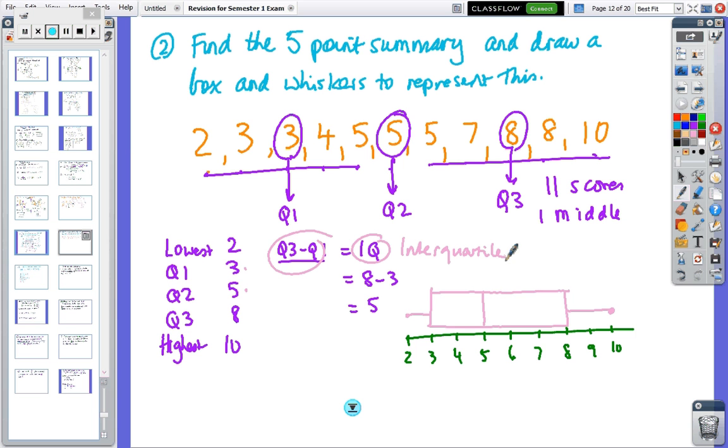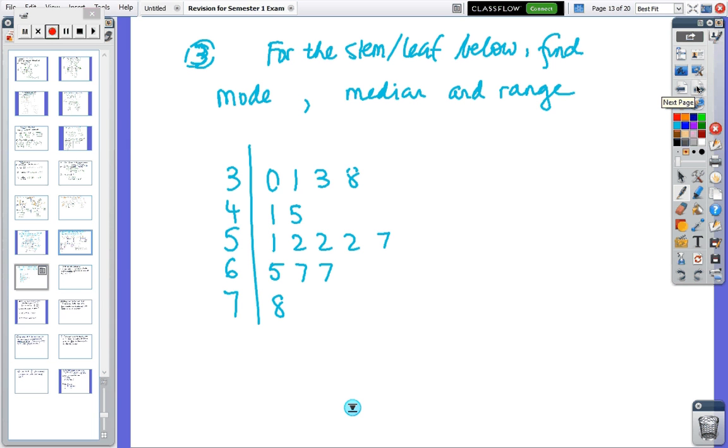That wasn't asked for, but this is your 5-point summary there. Okay, moving on. For the stem and leaf, find the mode and the median and the range. Have a go when you're ready.